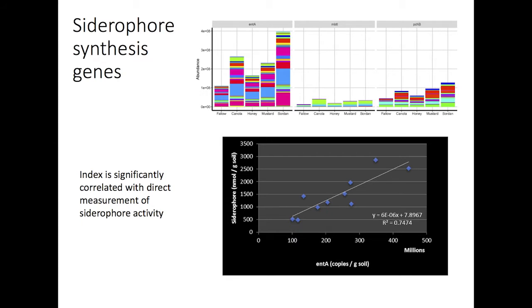Each different color in this is colored by genus. So you can see that even within fallow, we have, I forget how many, 50 or so genera that all have this activity. And then in Sordan, we have 50 or so more, but they're more abundant. Down in the bottom here, and I'm almost out of time, that index relates to the actual soil activity for the siderophore production, and we see a nice correlation.